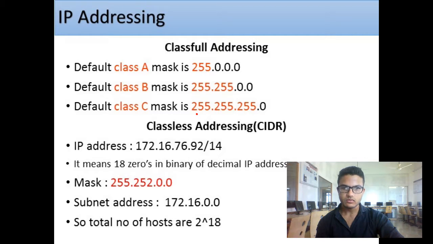Suppose the IP address given to you is 172.168.76.92 with slash notation. Slash notation is used to represent the number of ones in the mask address. It means 18 zeros in the binary of the decimal IP address, meaning 32 minus 14, it means 18 zeros. It means the mask is this and the subnet is this. Perform the AND operation between these two, the IP address and the mask address. You will get the subnet address like this. It means the total number of hosts is 2 raised to 18.